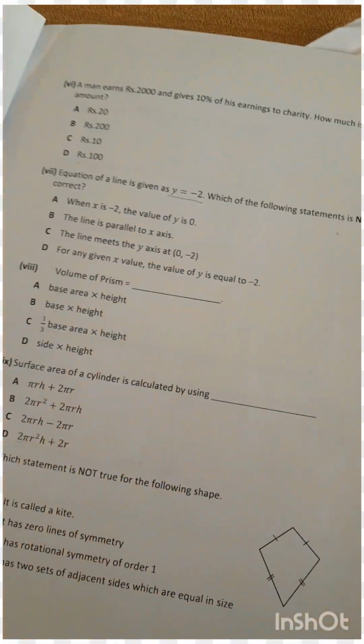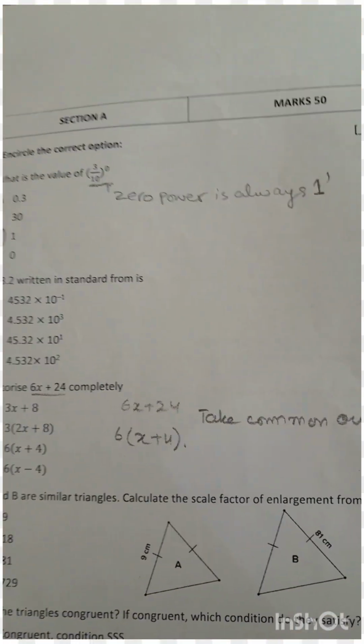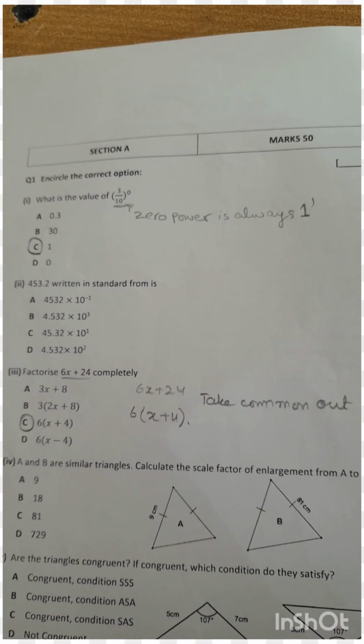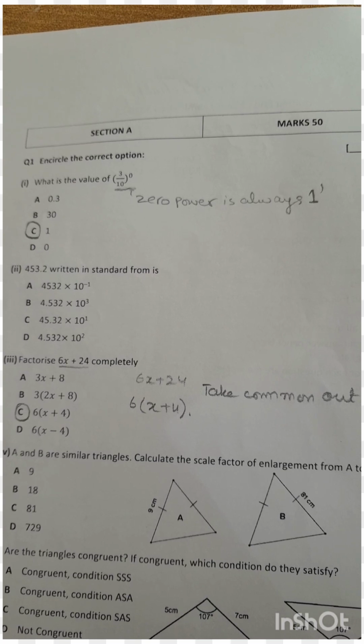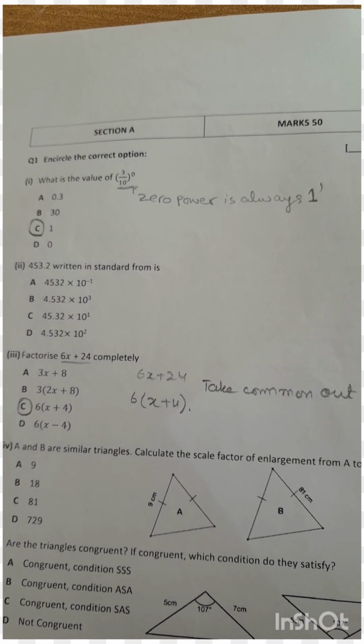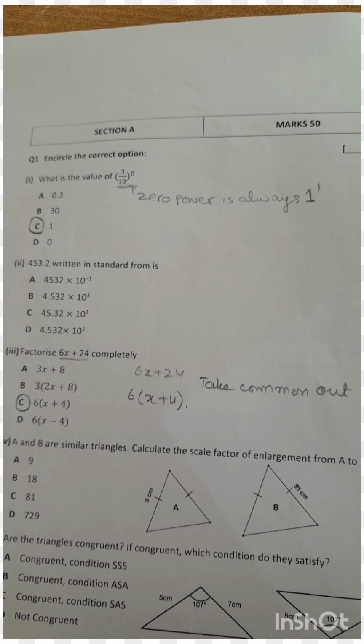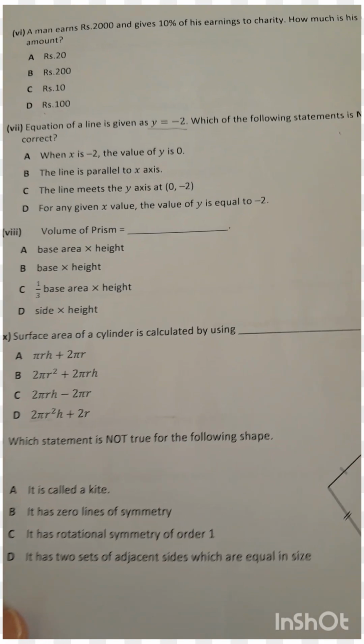In today's video we are going to solve the end of year 2022-2021 Section A. This is the first question, which is related to the zero power, which is always 1. Then there is a third part where you need to factorize. If you look carefully, this is the first method of factorization. Then there is another question which is related to simultaneous equations.